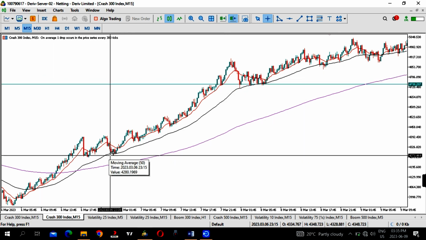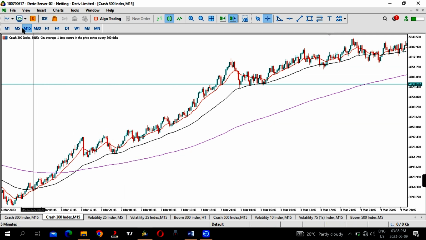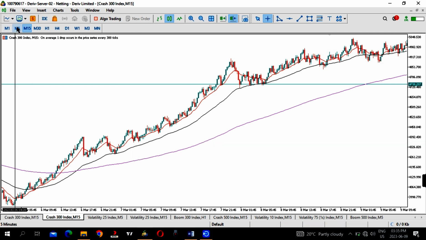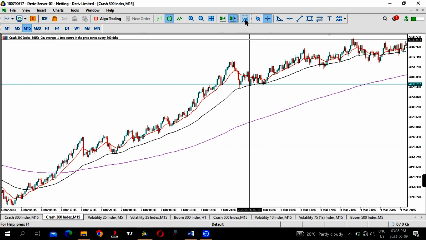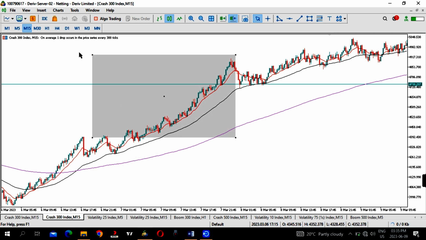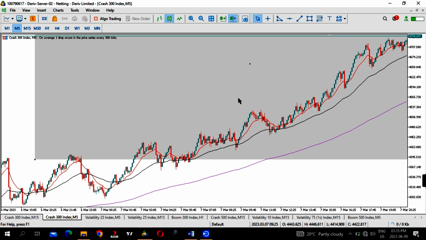But when you don't want to use the 13 moving average for your entries, as you can see over here, I'm using the 15-minute time frame. So when the candlesticks pull back to the 13 moving average, you drop down to the 5-minute time frame. So let me highlight this zone so that I can show you how this actually works. So let's drop down to the 5-minute time frame. So right over here, this is the section that we're watching on the 15-minute time frame.